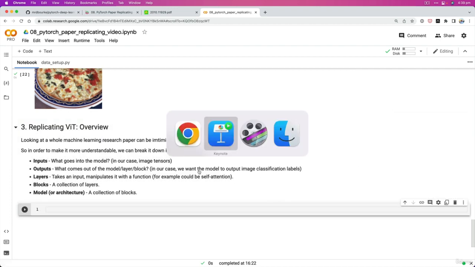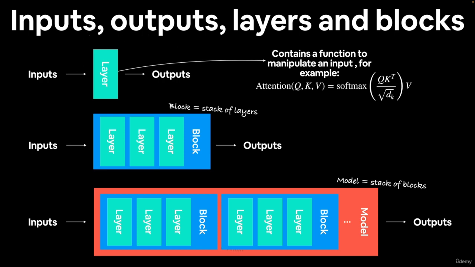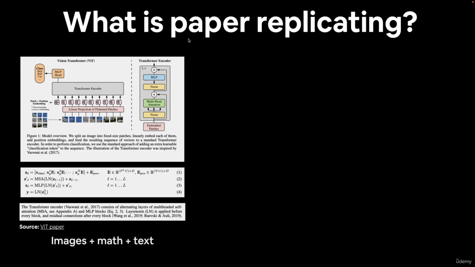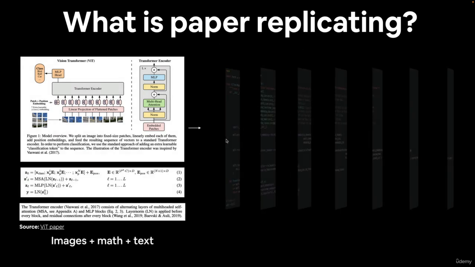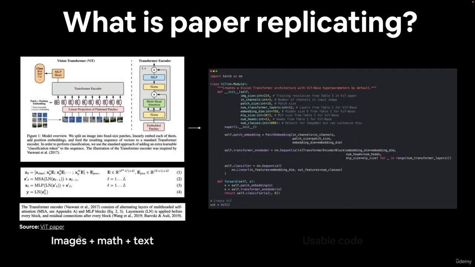So let's make this a little bit colorful. We'll jump in here. There's our graphic for inputs, outputs, layers, and blocks. Let's reflect back on what is paper replicating. This is one of the first slides we looked at. So we have images, math, and text. And so we're going to start breaking the Vision Transformer architecture into different pieces of the puzzle.